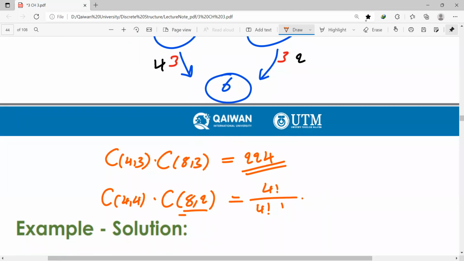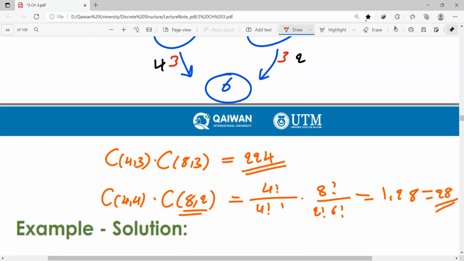And for the combination of 8 and 2, it's 8 factorial divided by 2 factorial times 6 factorial. That's 28. It's 4 times 7, which is 28. Here we get 28. Multiplying these two, it equals 1 times 28, which is 28. So in this case, we get 28.